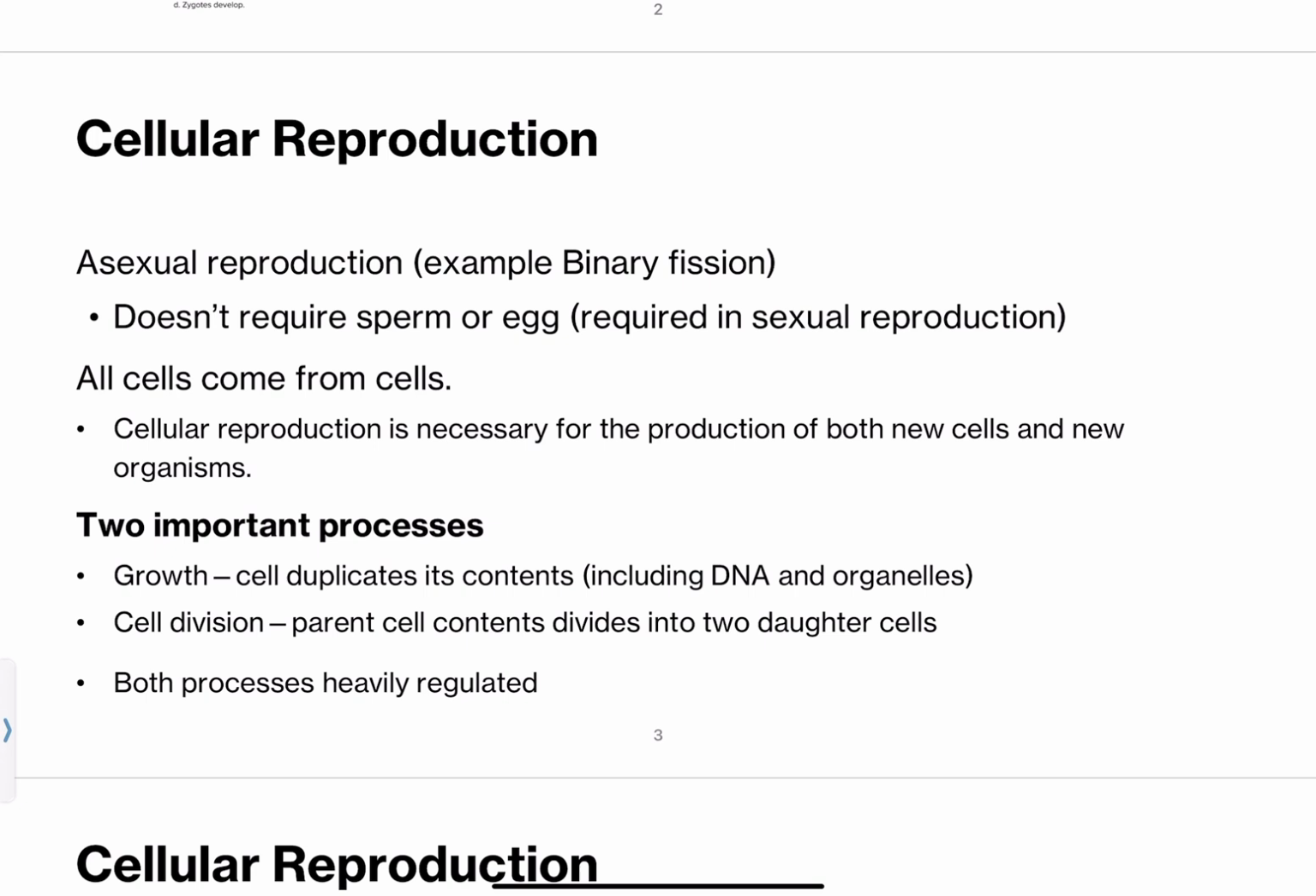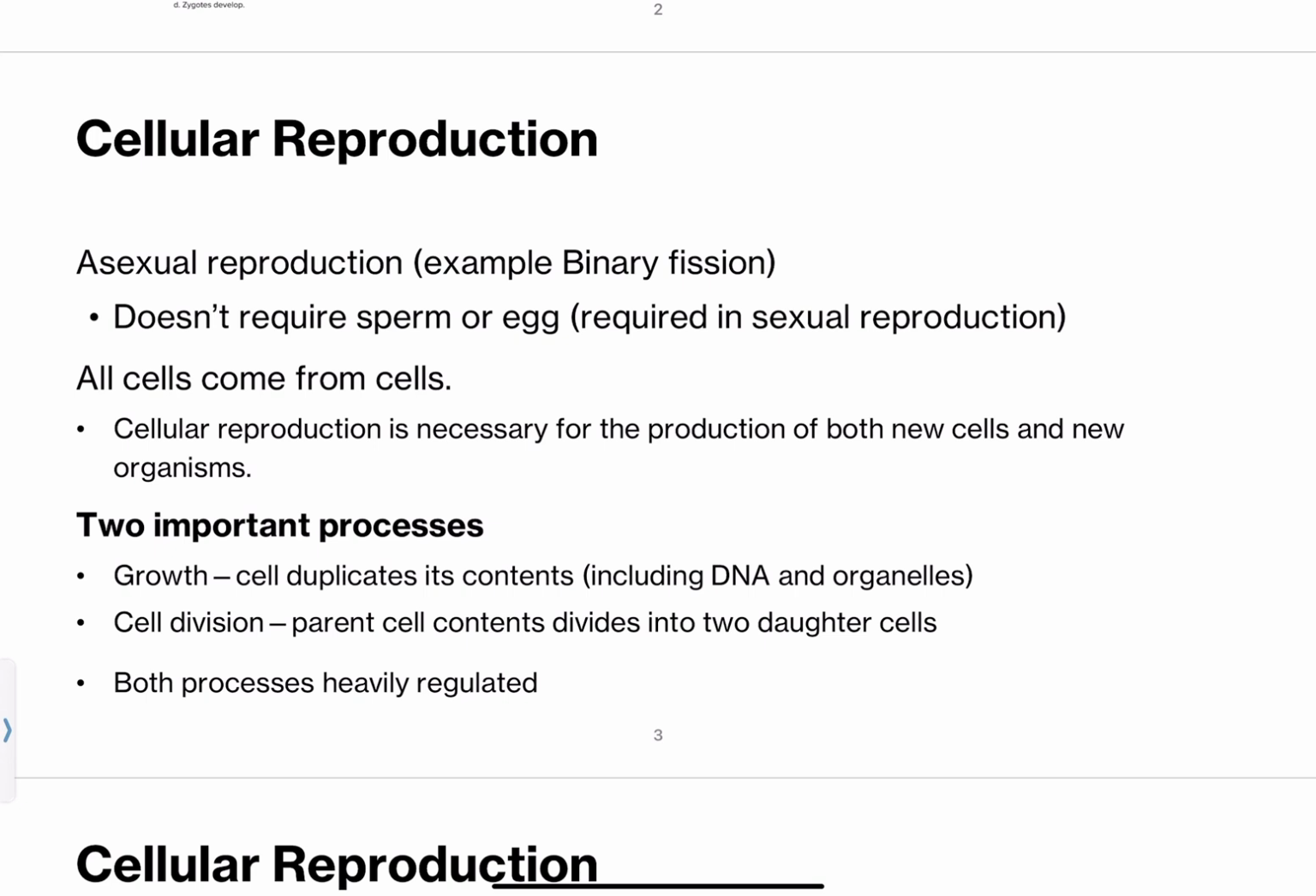This process is driven by two big steps: growth and cell division. First, the cells grow by making copies of everything inside of them, including DNA and organelles. And then comes cell division, where you split up everything and package it into two new daughter cells. These steps are carefully regulated so that things don't go off track. If mistakes are made here, they can actually lead to serious problems like cancer.